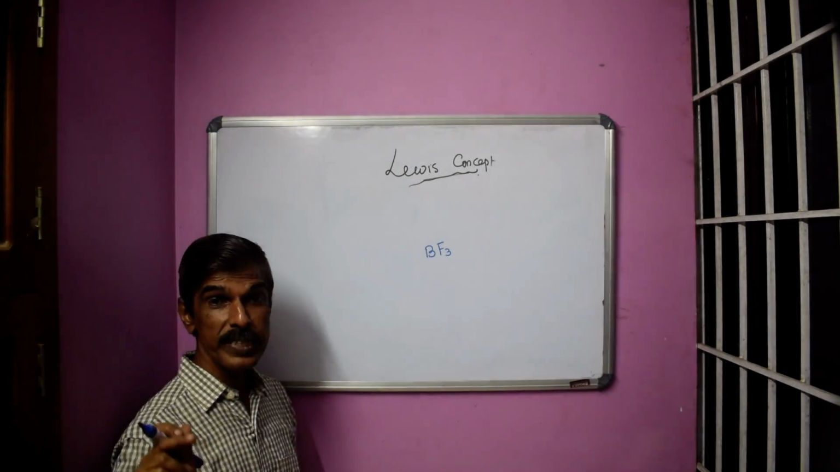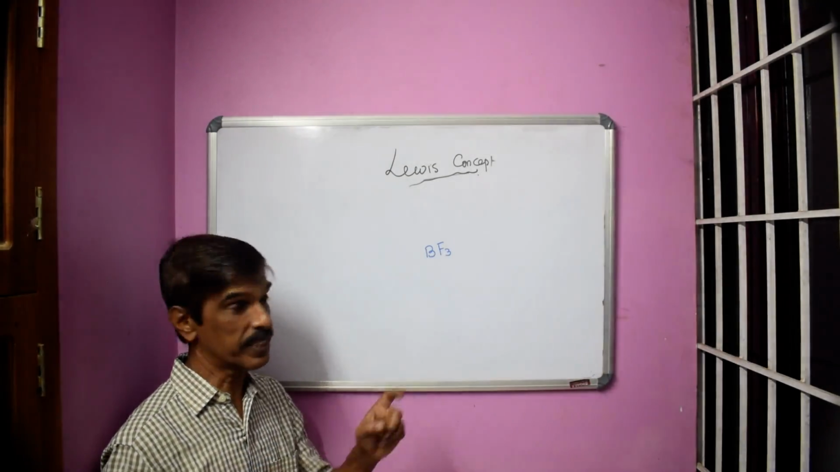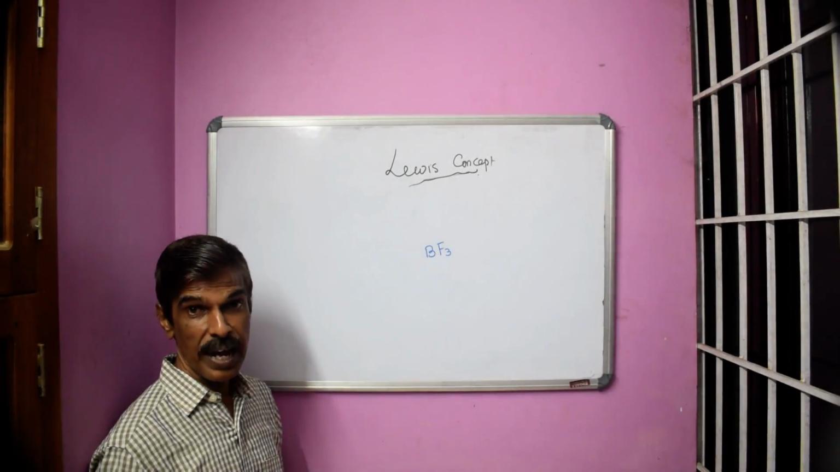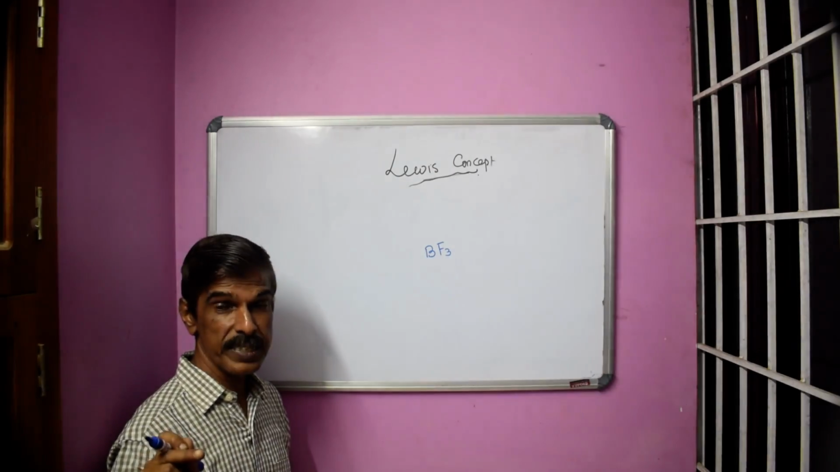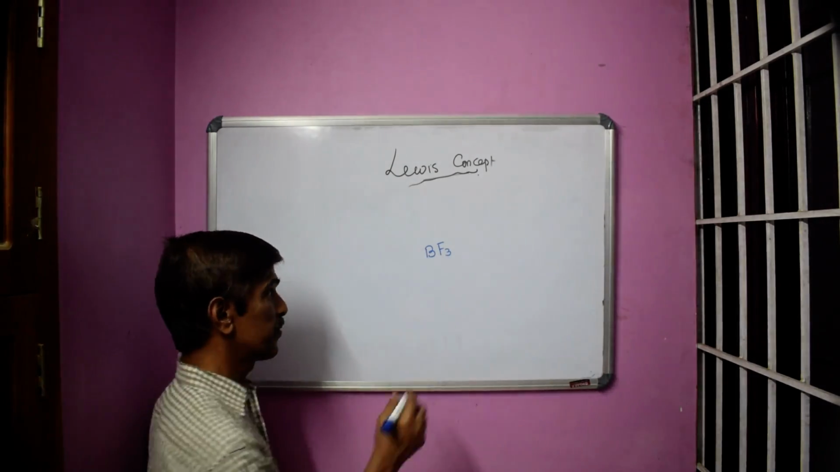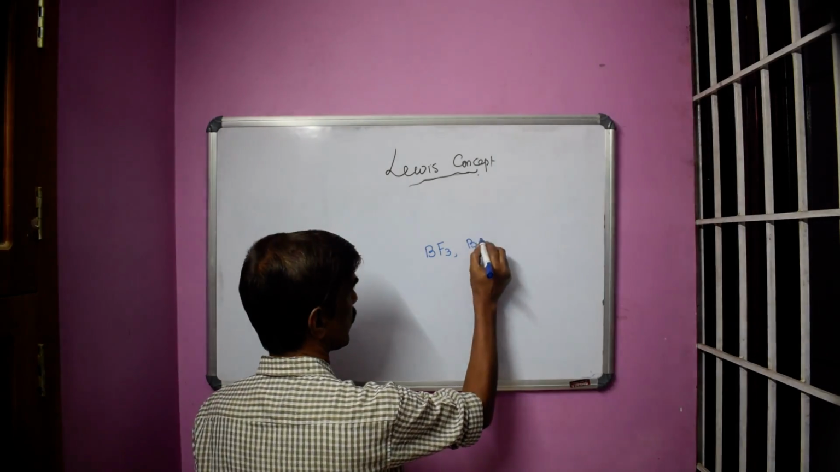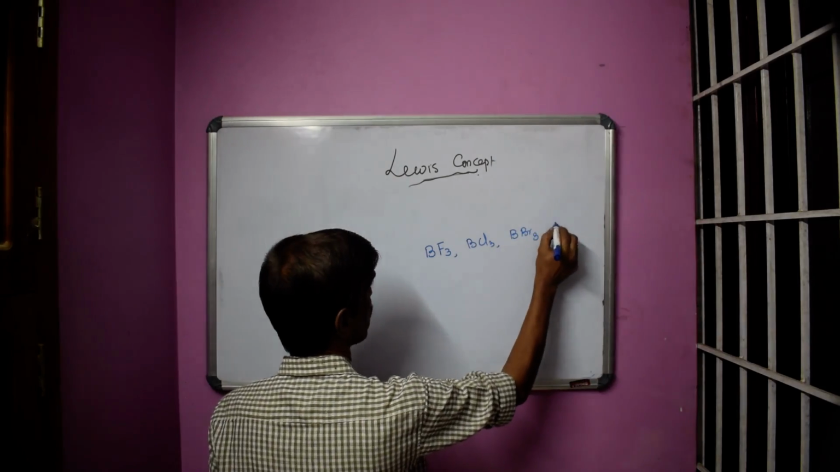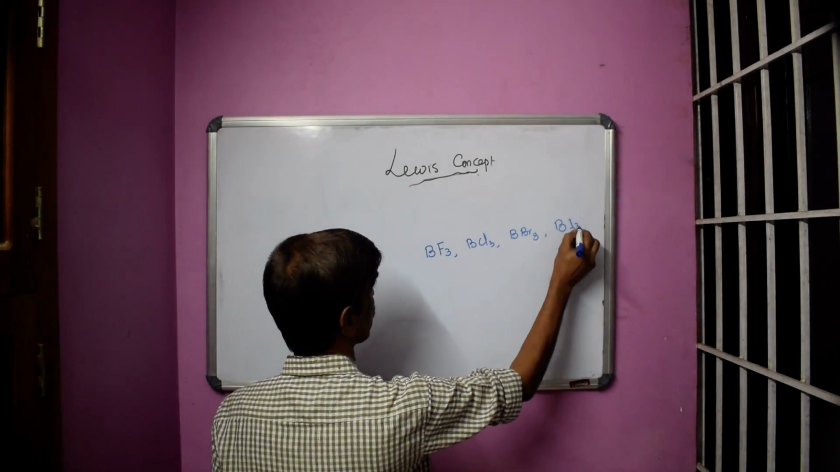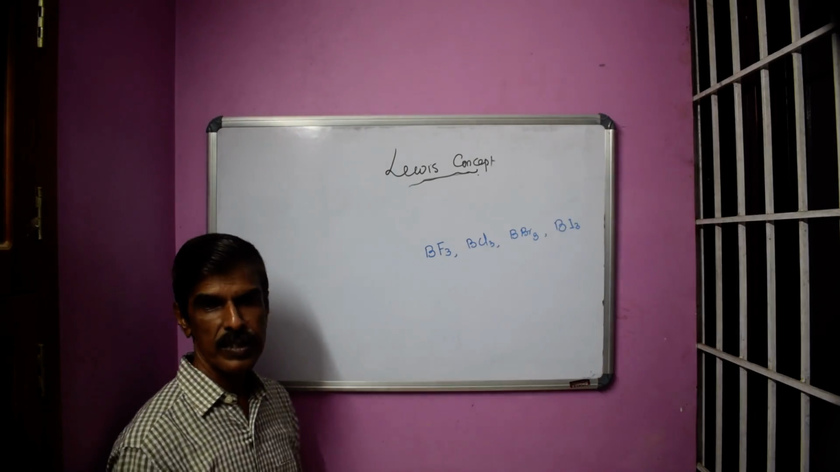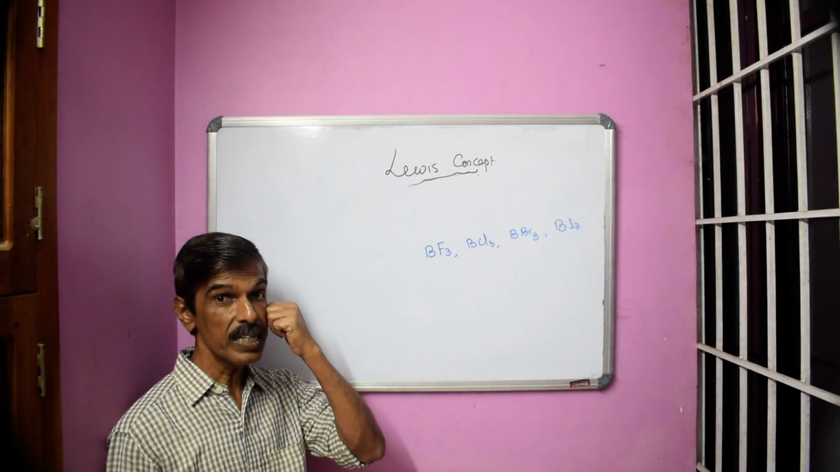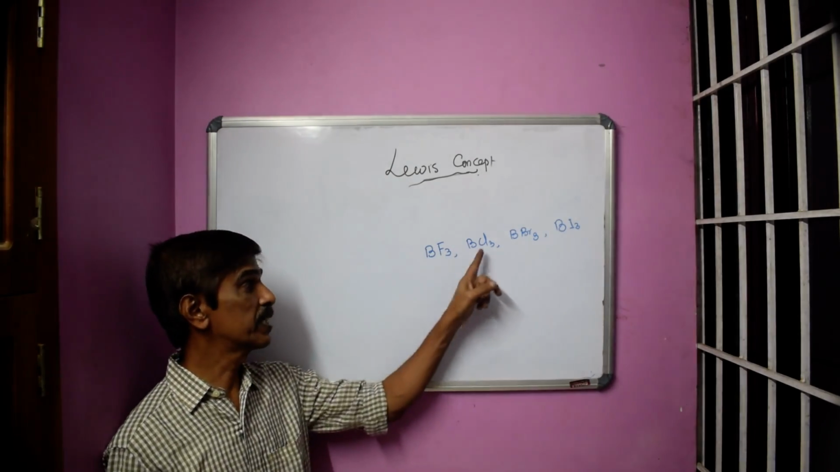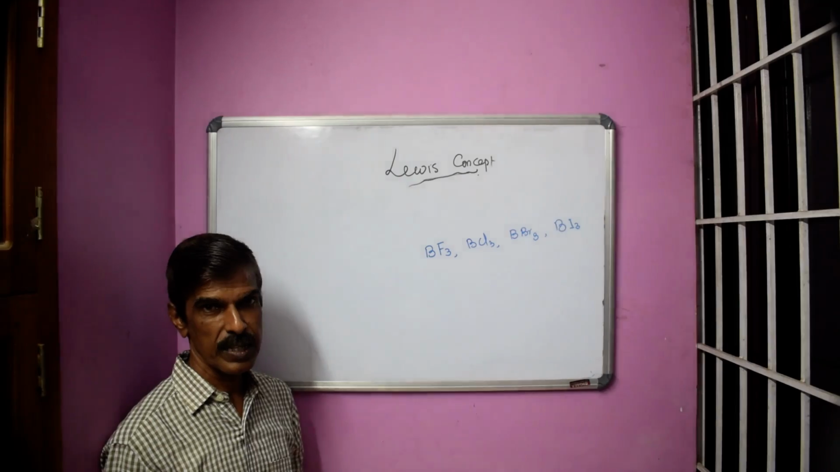BF3 is a Lewis acid because of its deficiency of electrons on boron. Boron has only 6 electrons. And if you compare the Lewis acidity of BF3, BCl3, BBr3 and BI3, which of these is the strongest Lewis acid? That is the question: BF3, BCl3, BBr3 and BI3.